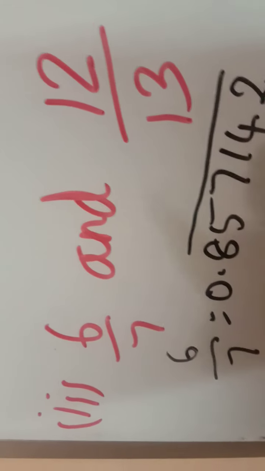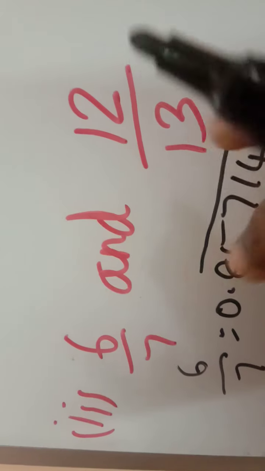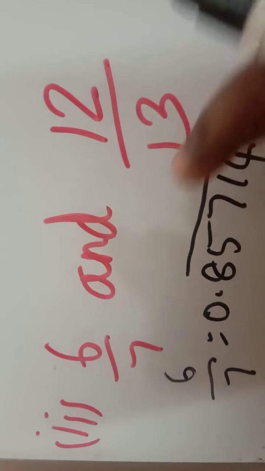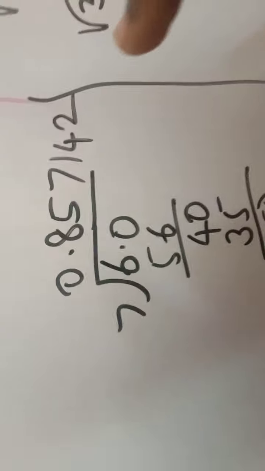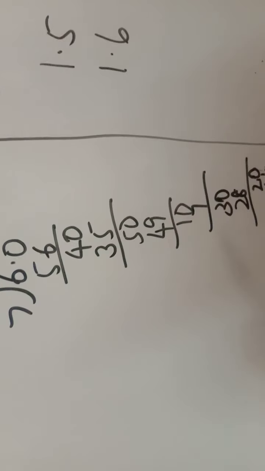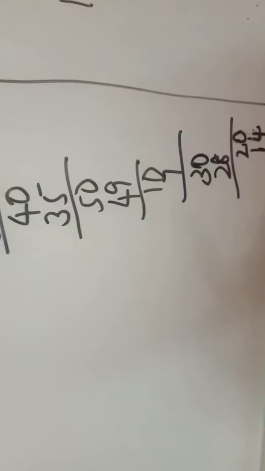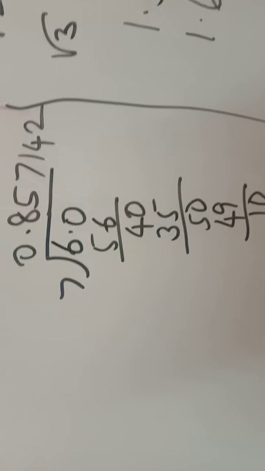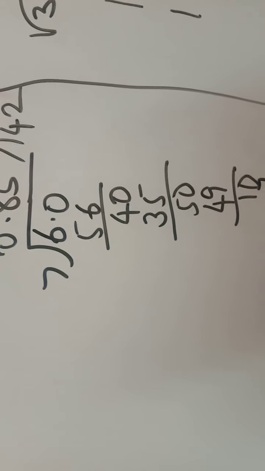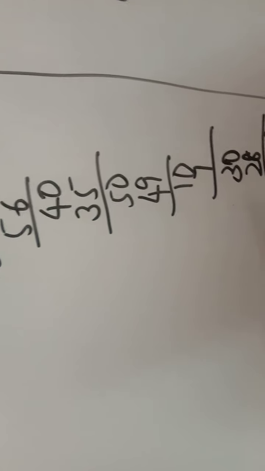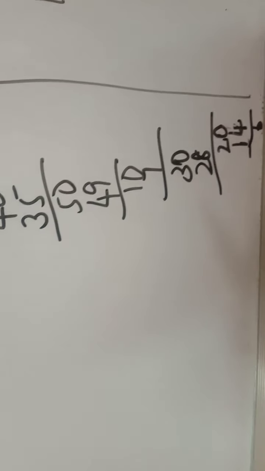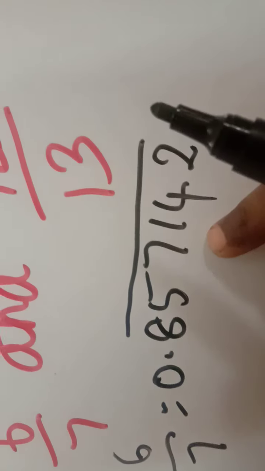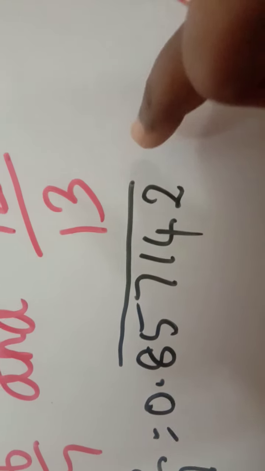Next, between these two numbers we have to find two irrational numbers. So find the value of 6/7. 6/7 you know how to divide. The 6 is repeating here. Now the value is 0.857142. These numbers are repeating, so put a bar.